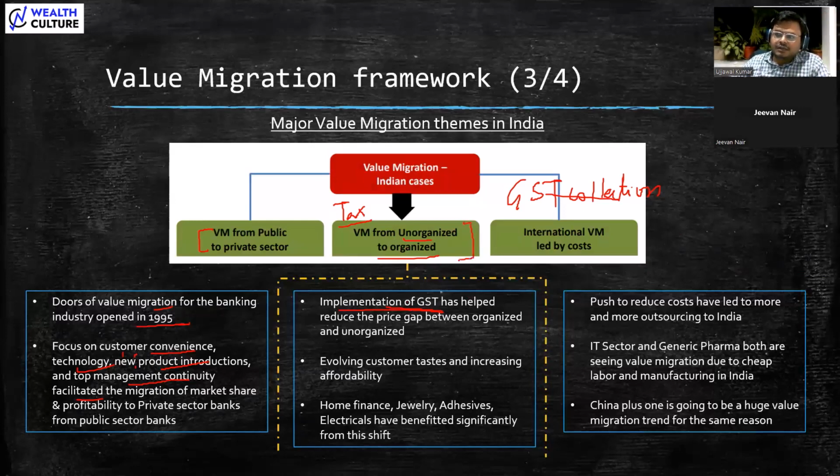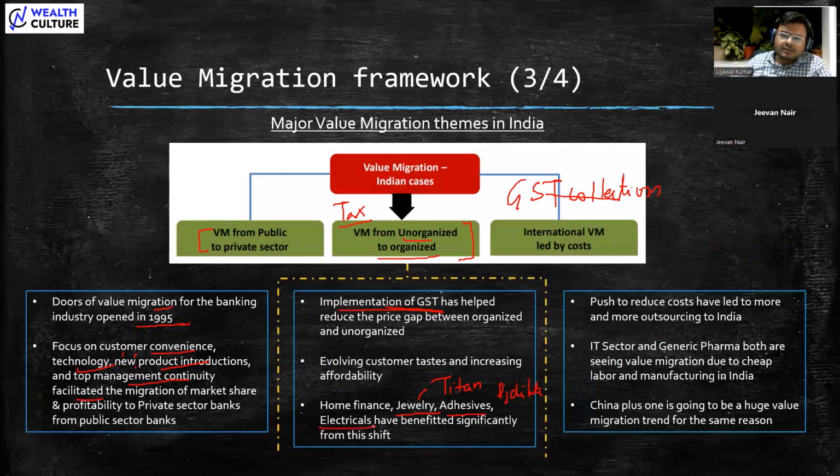There are some sectors that have seen a lot of benefit because of this. You can see the jewelry segment, the biggest beneficiary is Titan, right? Earlier, more than 90% of the jewelry segment was unorganized. In the adhesive segment, at some point of time, more than 50 to 60% was unorganized. The biggest beneficiary of this has been a company called Pidilite, you would know.